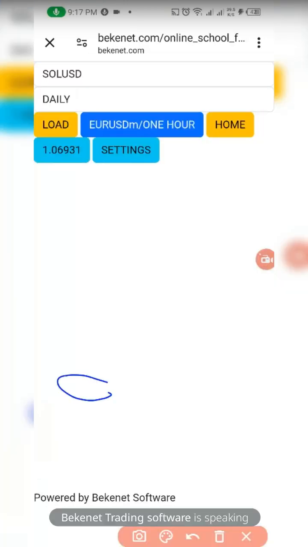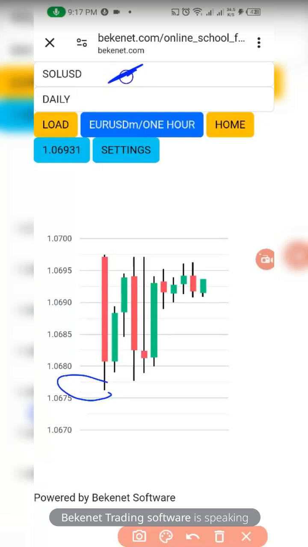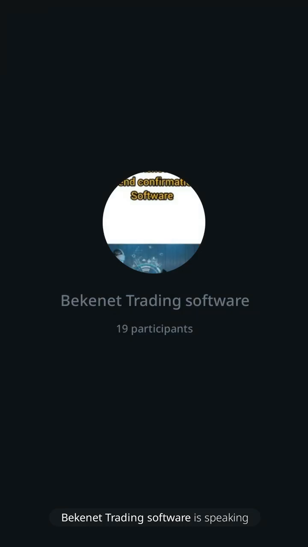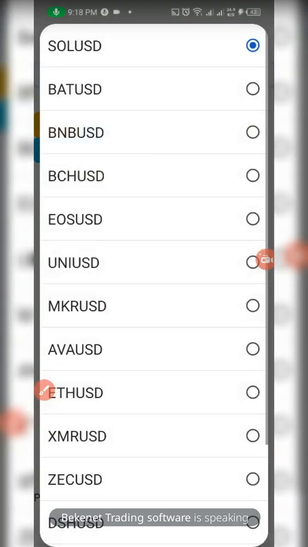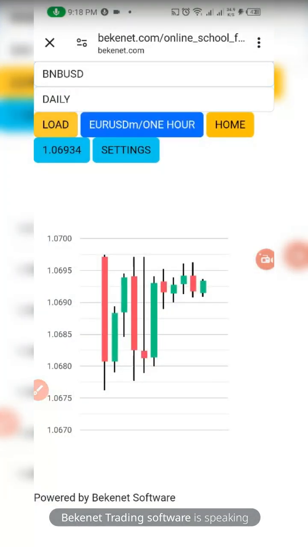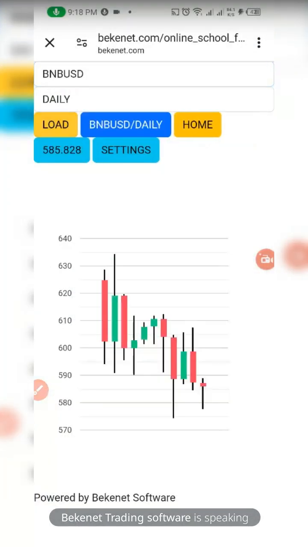Under this now, we have what? This is where we get our pair. This is where we get a daily chart. I normally use the daily chart so that you can see everything pop and clear. You understand? I normally use that. So I'm going to click on any pair, any random pair. I'll click load. It will now load me a daily chart for that pair.